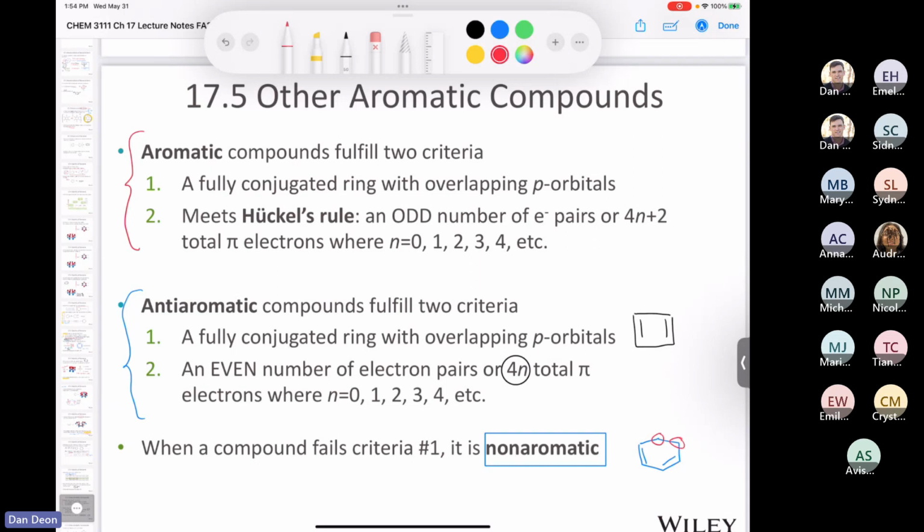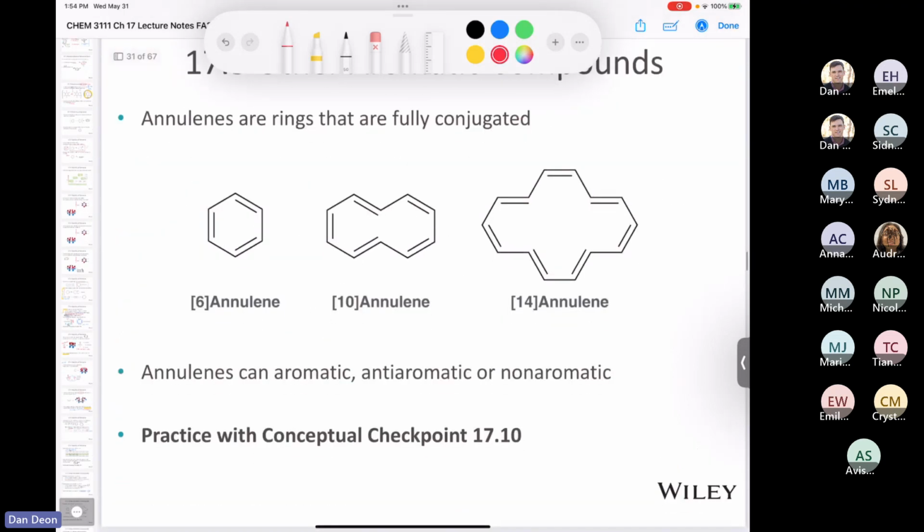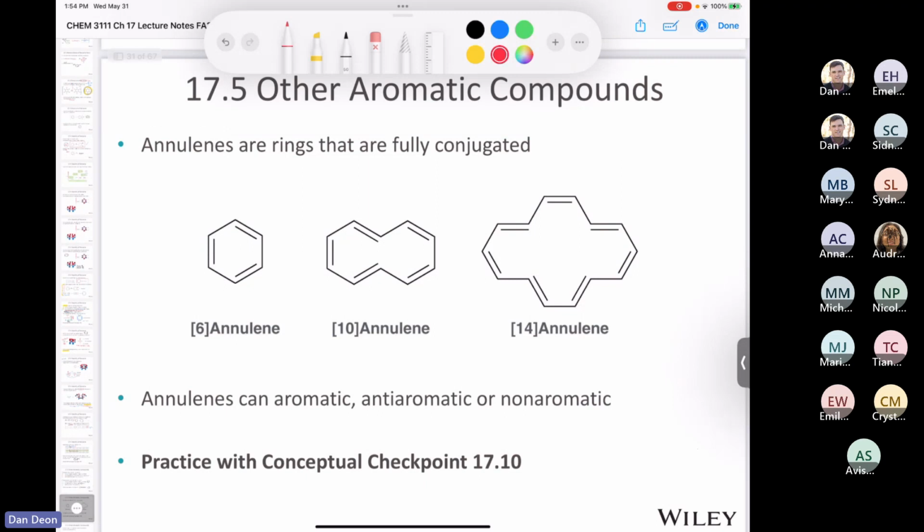Yeah, so Tiana, we're going to try to answer your question in a little bit. We're going to look at some specific examples right now. Okay, so now we're going to continue on our journey, and we're going to take a look at some compounds that can do certain things, to become aromatic or non-aromatic, et cetera.